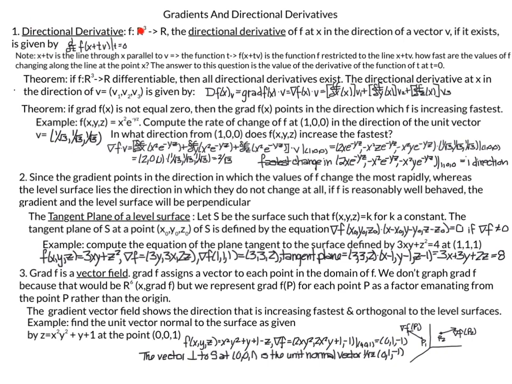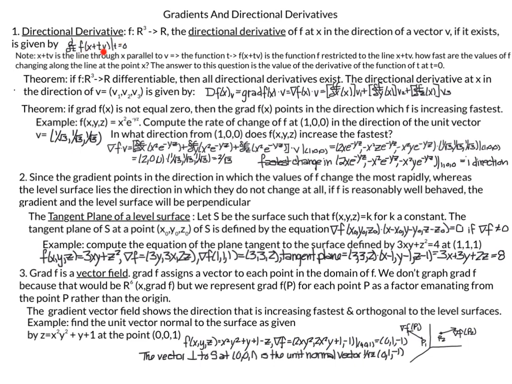If f is a function from R3 to R, the directional derivative of f at x in the direction of a vector v, if it exists, is given by the derivative with respect to t of f of x plus tv evaluated at t equals 0. So let's look at this formula really quickly. This x plus tv you might recognize from chapter 1. This is the line that contains the point x and is in the direction v. T is what parameterizes and extends your line out in the direction of v.